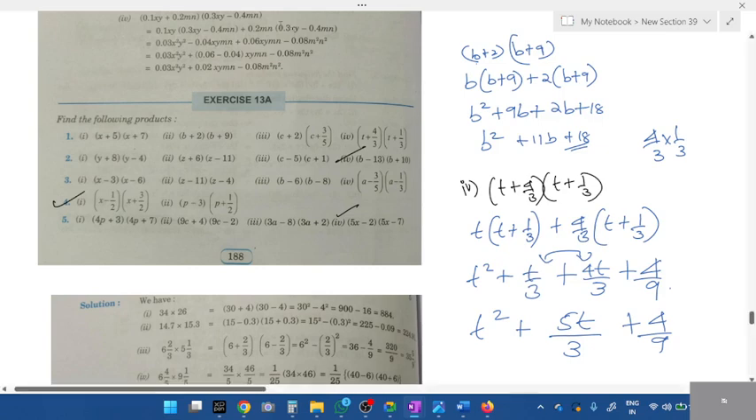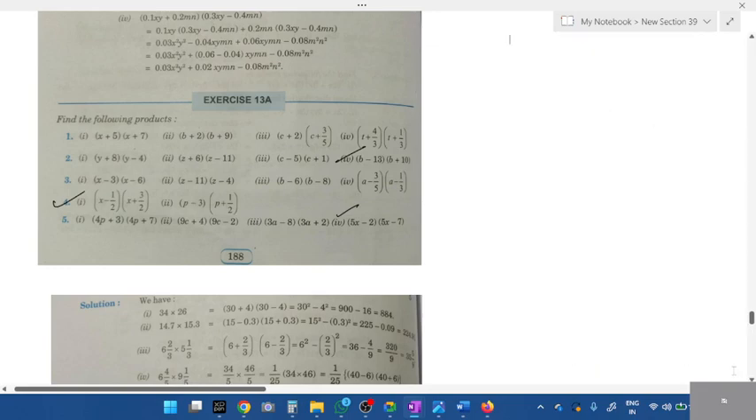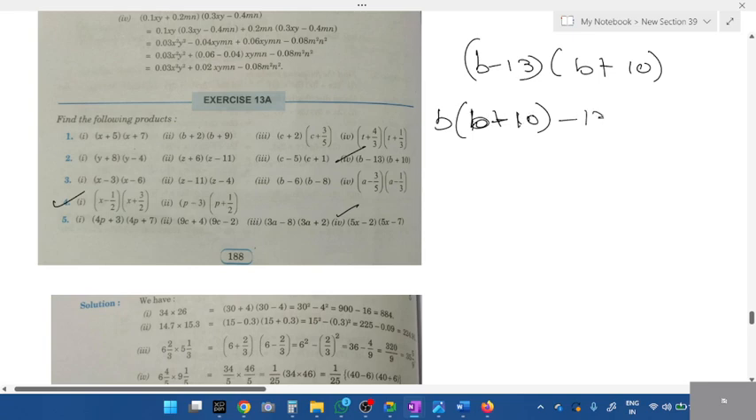Completed or still doing, students? Others, shall I solve? Okay, b minus 13, b plus 10. Remember, one value is different, both should be same. One value is different, use the bracket rule, b into b plus 10. Just don't sit and watch, practice, students, practice. You might think it is easy. Only when you do, you'll get to know.